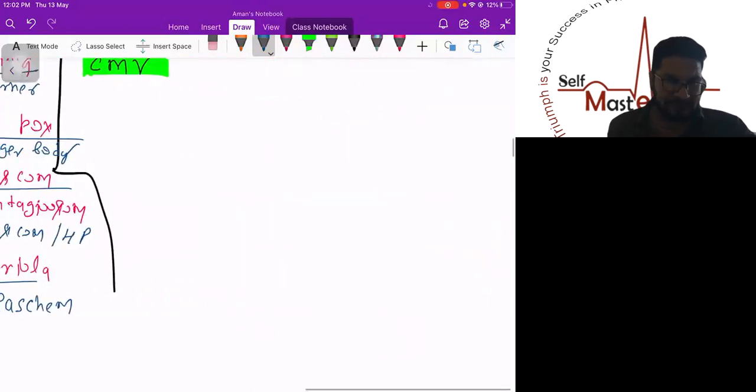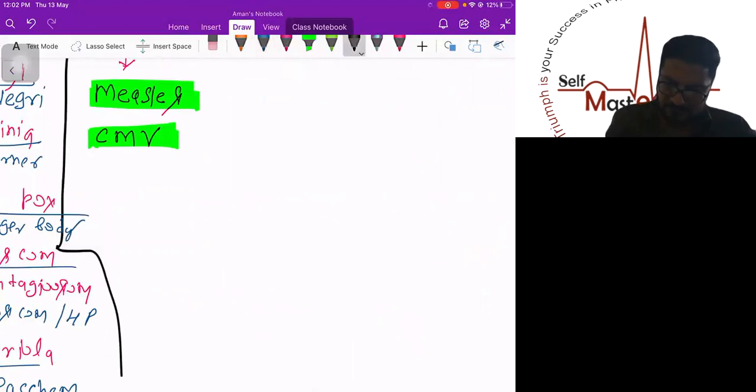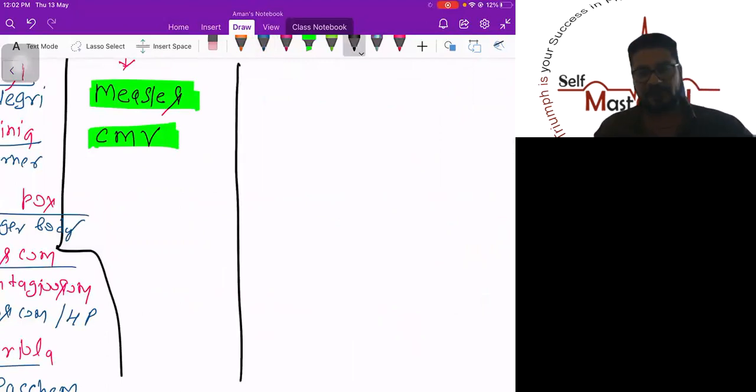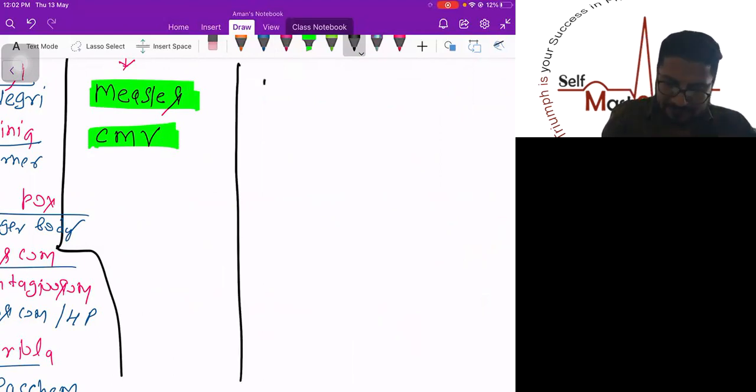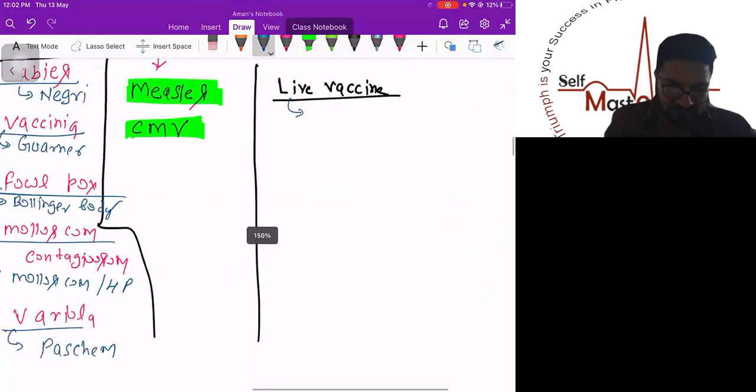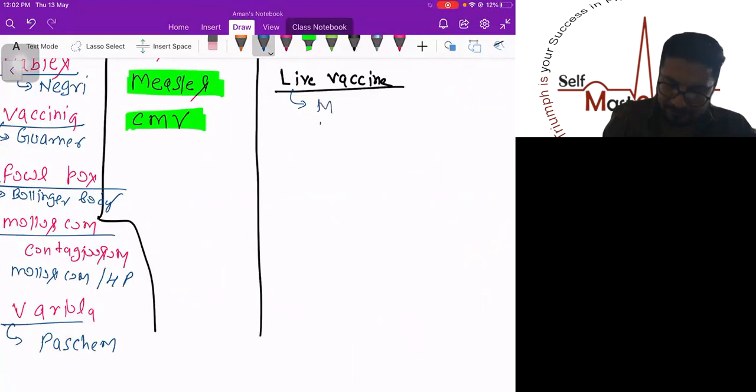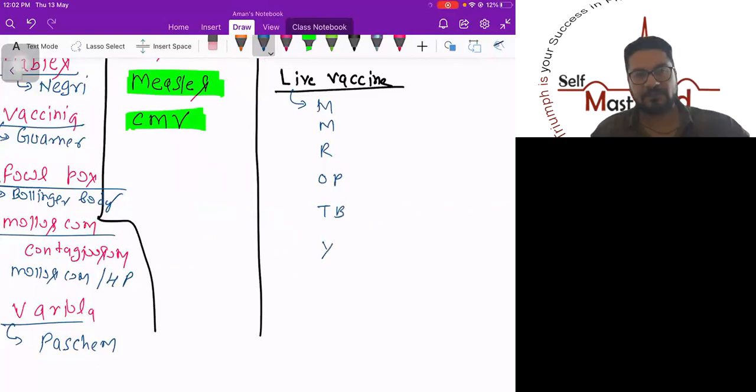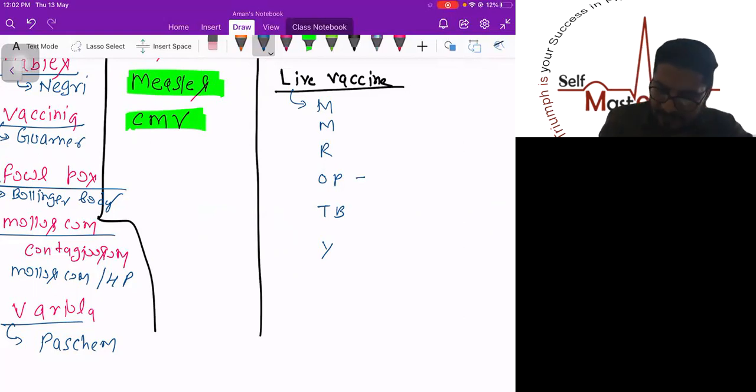Okay, sometimes they ask questions in virology related to the vaccines that we use. So this is basically an integrated topic of PSM and microbiology. If I say we have live vaccines, remember this by MMR, OPTBY. MMR is measles, mumps, rubella. OP is oral polio, Sabin. TB and yellow fever. These are live vaccines.